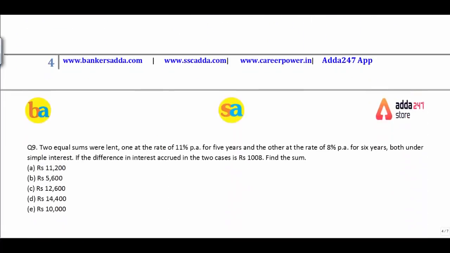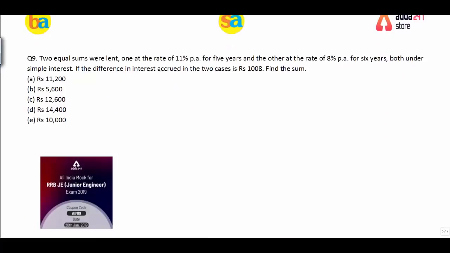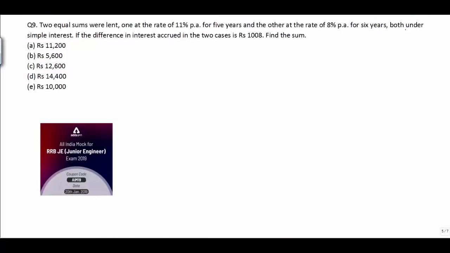Question number 9 says, two equal sums were lent, one at the rate of 11% per annum for 5 years and the other at the rate of 8% per annum for 6 years, both under simple interest. If the difference in interest accrued in the two cases is ₹1008, find the sum. Okay, so these are the two equal sums. Let us suppose that this sum is rupees X.